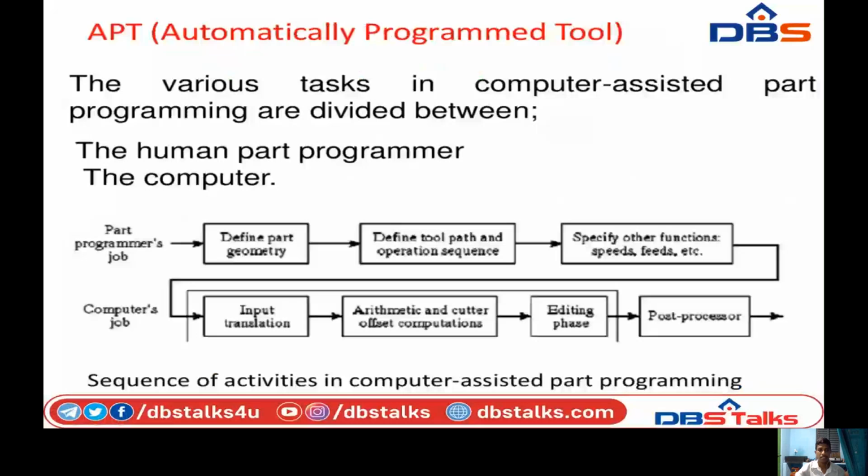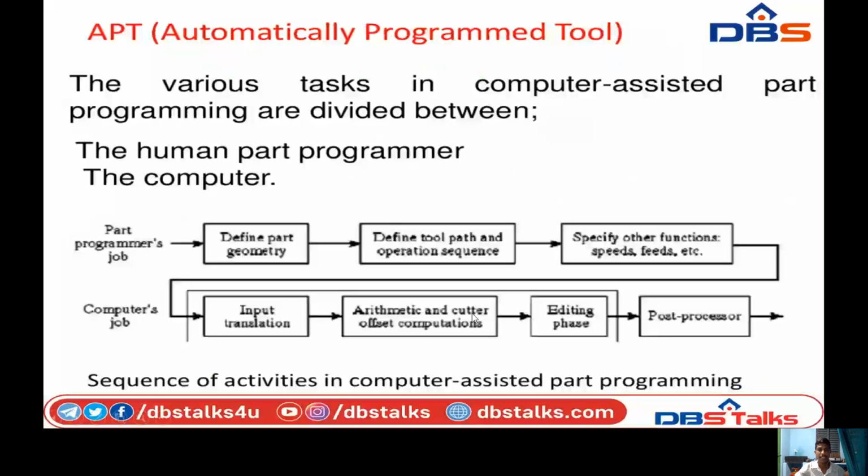The computer's job is, first of all, input translation. We are giving statements like English statements. Then the computer translates the English statements into the low-level language of the machine control unit. That means the machine control unit understands only low-level language. It is not understandable by English statements.